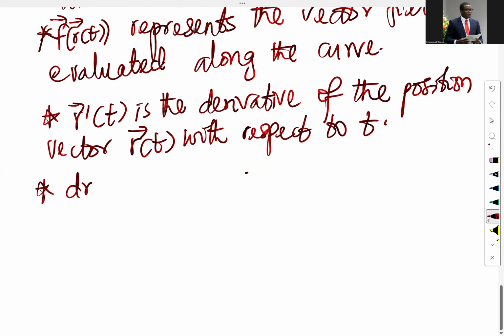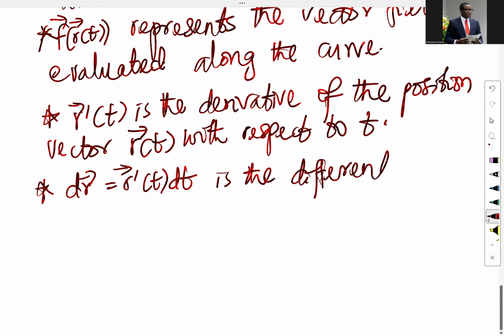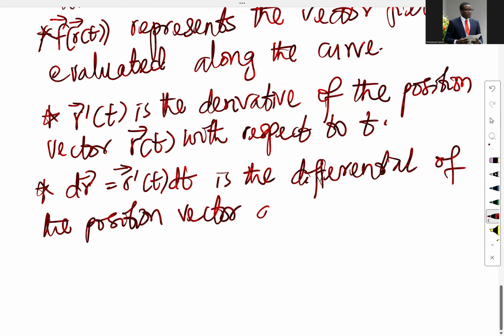Okay, then we also have dr, which is r prime of t dt, because dr/dt is r prime of t. So it means that dr alone is r prime of t dt. It is called the differential of the position vector along the curve.